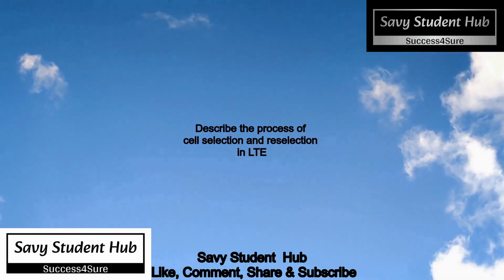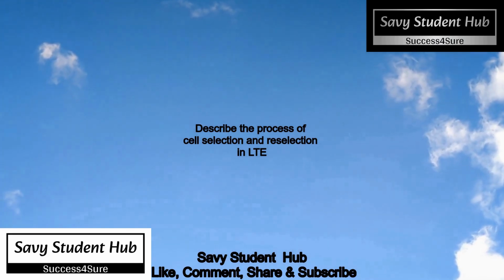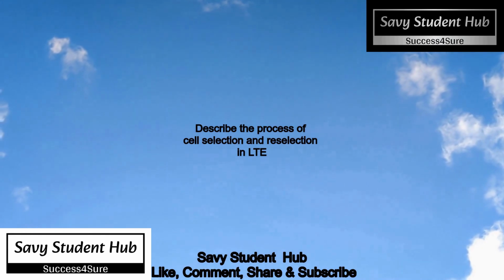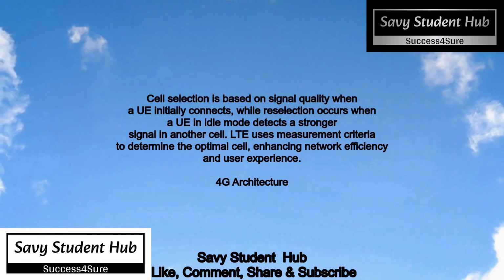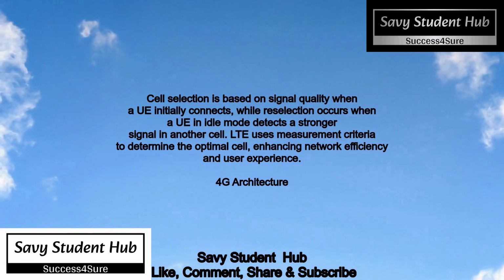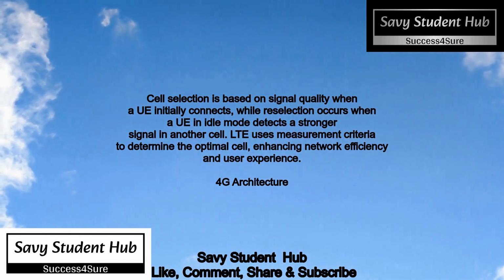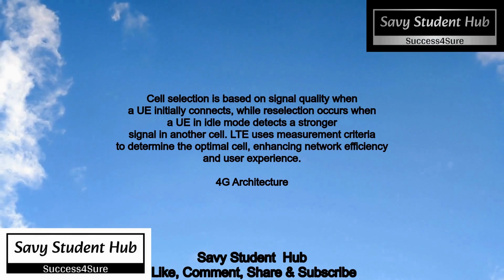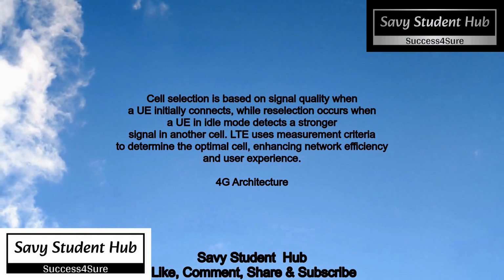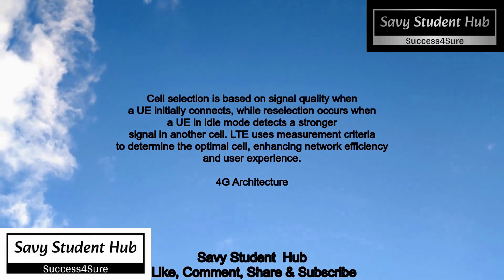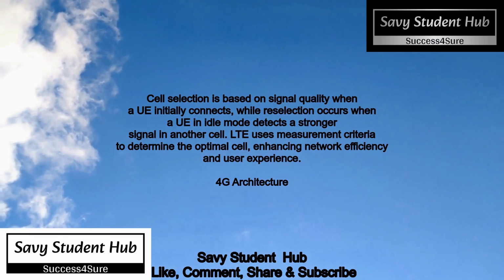Describe the process of cell selection and reselection in LTE. Cell selection is based on signal quality when a UE initially connects, while reselection occurs when a UE in idle mode detects a stronger signal in another cell. LTE uses measurement criteria to determine the optimal cell, enhancing network efficiency and user experience.